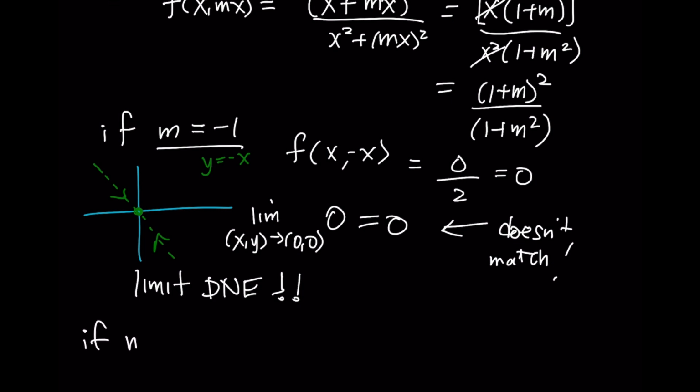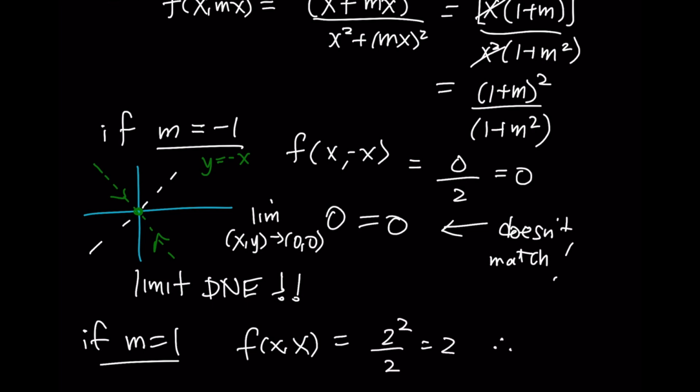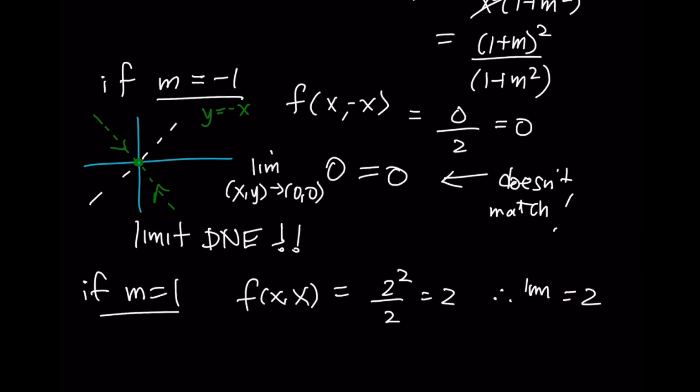Now, similarly, if m is equal to +1, that means I'm walking along the origin along the line y equals x. And in this particular case, the function will give me 2 squared over 2, which will be 2, and therefore the limit of the function will be a 2. What's happening is that multivariable functions are more complex, and depending on which way you approach the origin and at what height, you can get very different results.